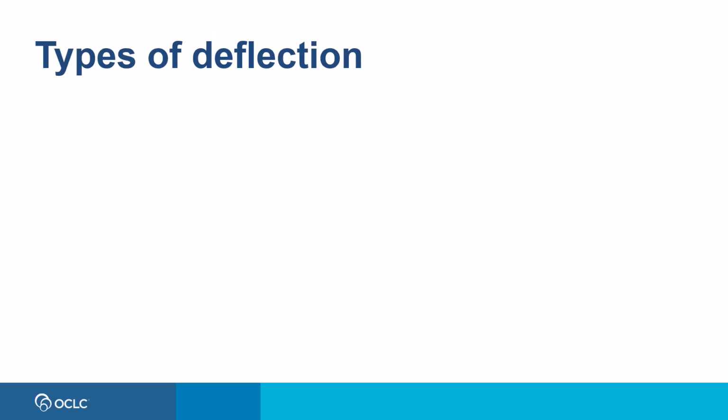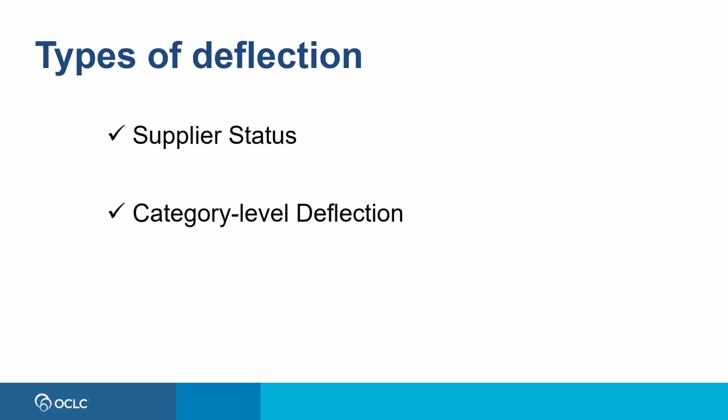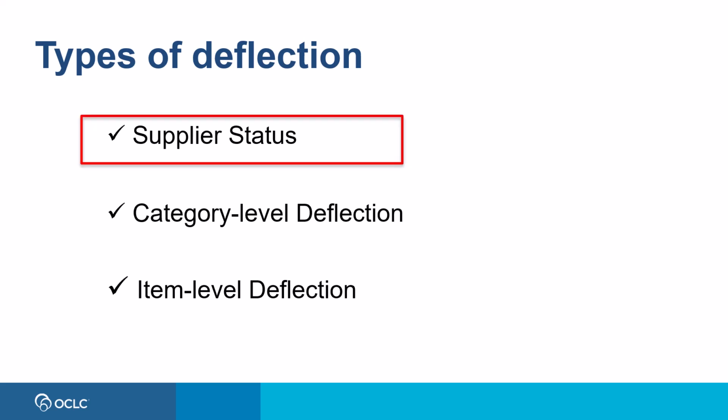The types of deflection are supplier status, category level, and item level. We can consider supplier status as a type of deflection because once you set on the OCLC policies directory that your library is not a supplier for ILL, which indicates the library does not lend items through ILL, this action will automatically deflect all requests for your library.